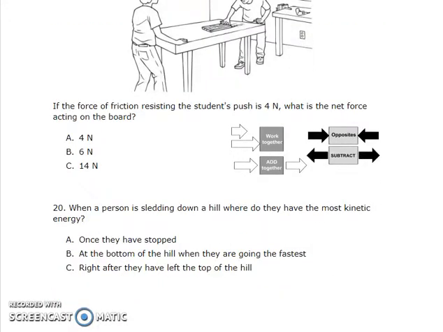Number 20. When a person is sledding down a hill, where do they have the most kinetic energy? A, once they have stopped. B, at the bottom of the hill when they are going the fastest. Or C, right after they have left the top of the hill. Make sure all of your answer choices are done and filled in.